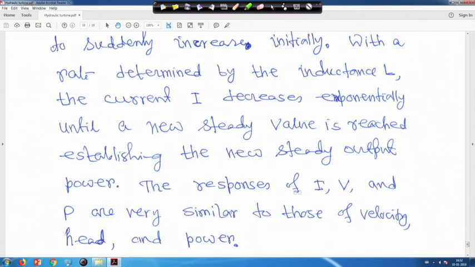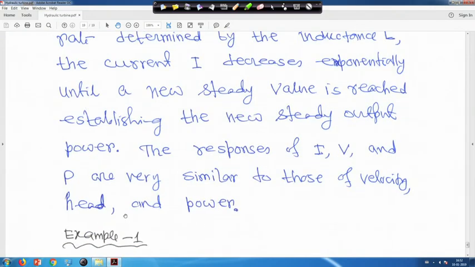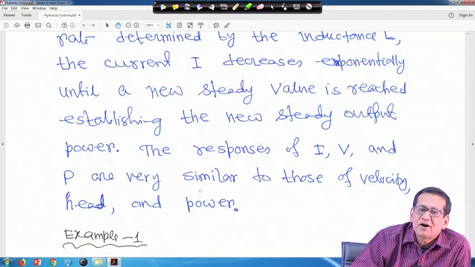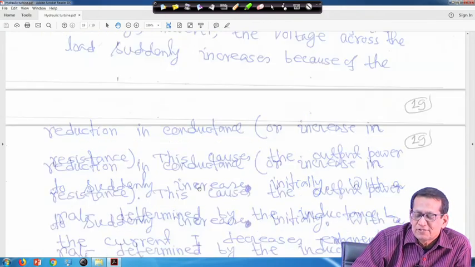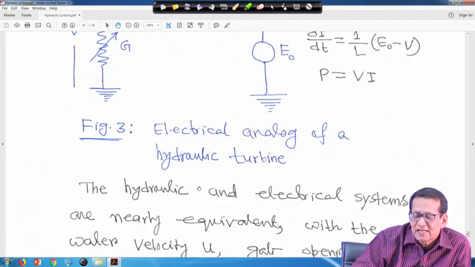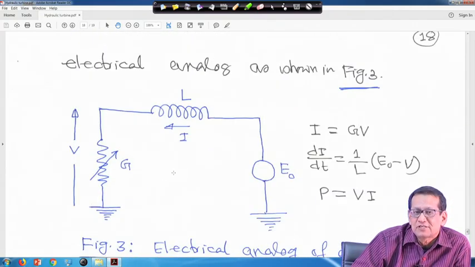The responses of I, V and P are very similar to those of velocity, head and power, right. So, this is the analogy: this circuit is analogous to that hydro turbine system, right.